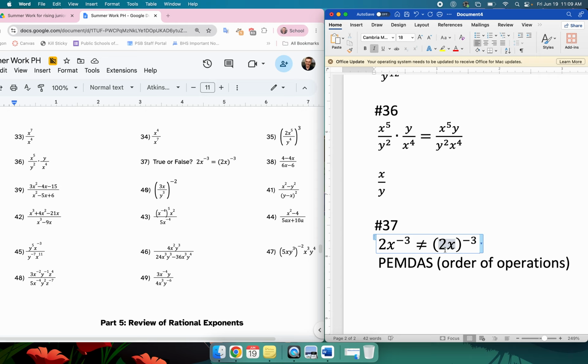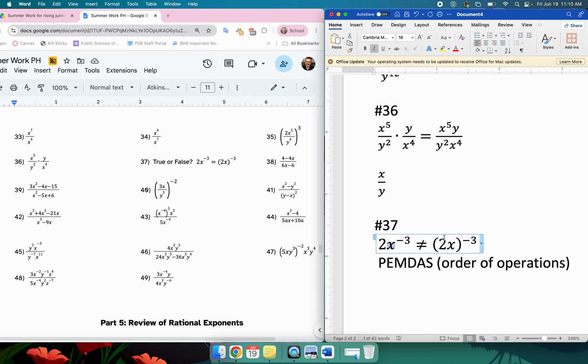So they are different. That's one way of explaining it. A different way of explaining it, and this is probably a lot shorter, is that by default, unless you have something modified by parentheses, exponents only apply to the thing directly in front of them. This -3 only applies to the object directly in front of it. In other words, the x. It does not apply to the 2.